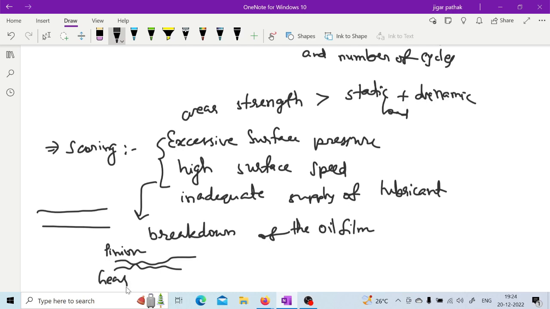there will be some stick-slip phenomena, which results in alternate welding and shearing. Because of that, the failure will take place. This can be avoided by reducing the surface temperature. To reduce the surface temperature, sometimes fins are provided outside the surface of the gearbox, or sometimes a fan is provided for forced circulation of air.